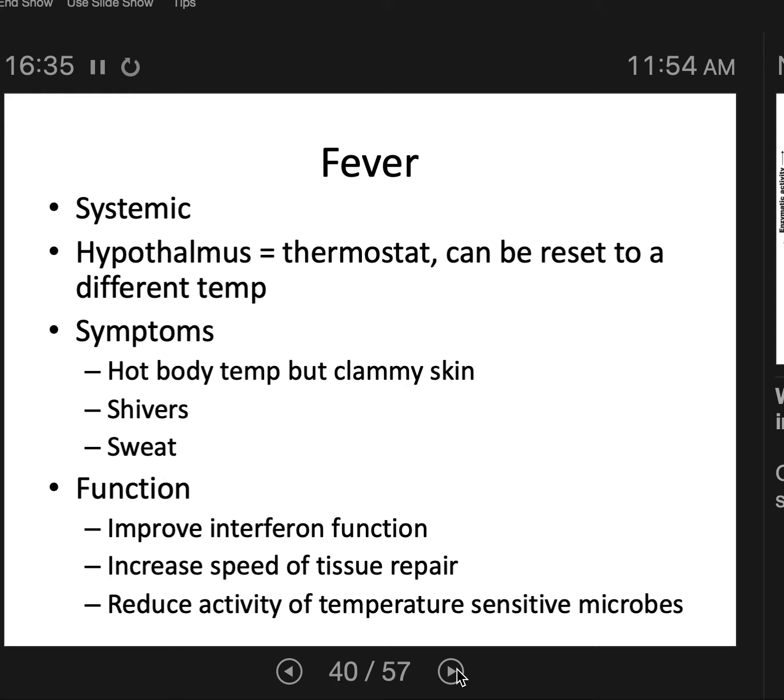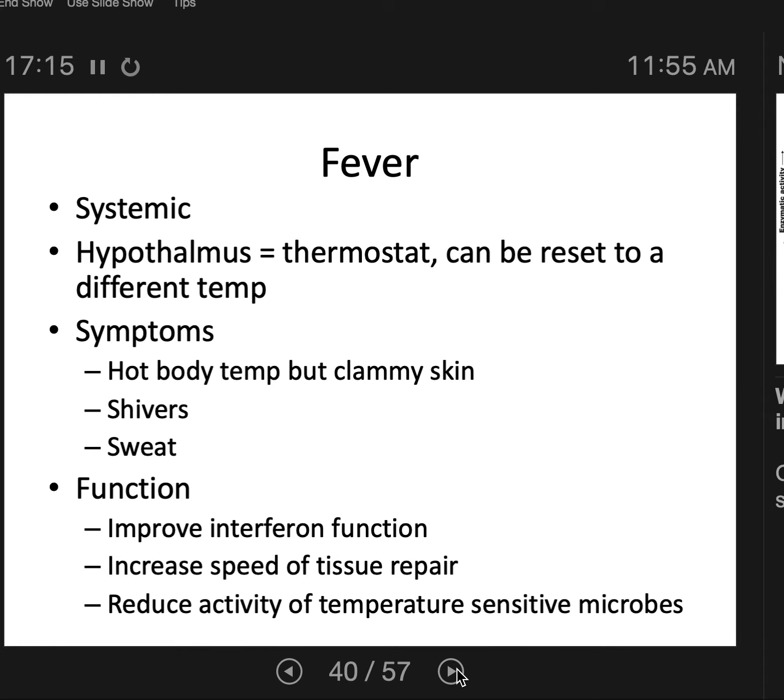All right, so increase the speed of tissue repair. So why would increased temperature increase the speed of tissue repair or improve function of proteins such as interferons? So remember that tissue repair is being performed by enzymes as well, which are proteins. So enzymes are the catalysts for every chemical reaction, including the chemical reactions involved in building new tissue. If you're building tissue, you're building big molecules out of smaller ones. Those are chemical reactions catalyzed by enzymes, which almost 100% of the time are proteins.